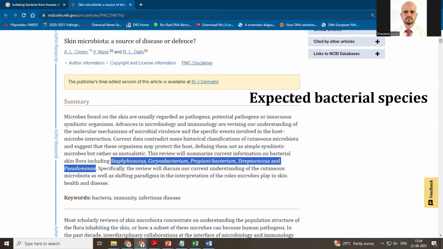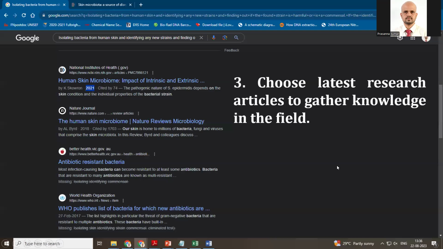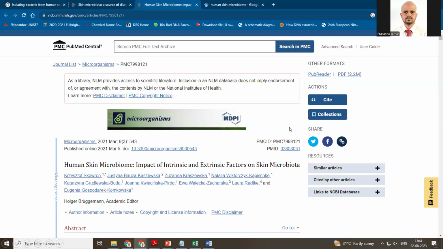If you want to know what has already been done, there is no other way other than to read the research article. So when you read the research article, this is the first knowledge gain you get, that common vector that is being isolated. I want to know what the current trends are in the area I choose. If human skin microbiome is the area I choose, I just enter human skin microbiome and identify new strains and other stuff.